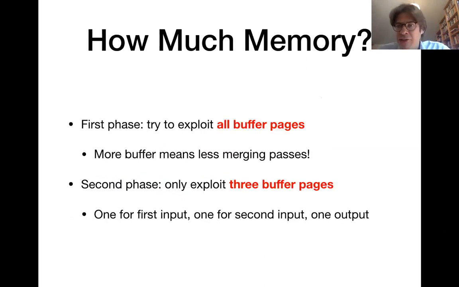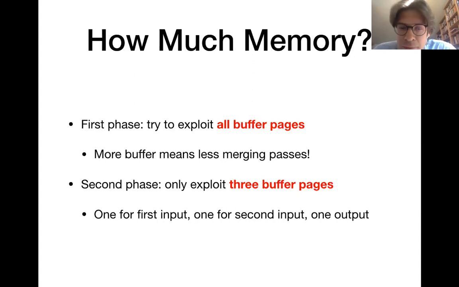Now, the question is, how much main memory are we using in order to execute the join? In the first phase, we are essentially trying to exploit all buffer pages. Essentially, the more buffer pages we have, the more sorted runs we can merge together in one step. And that means we reduce the number of steps if we can exploit more main memory.